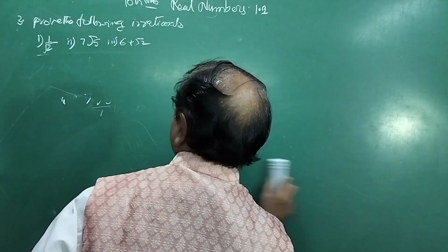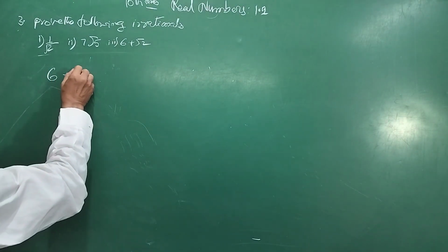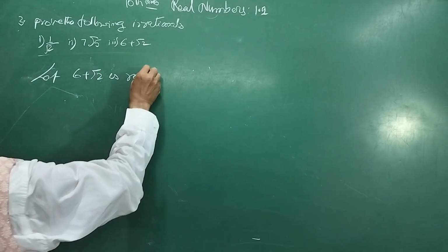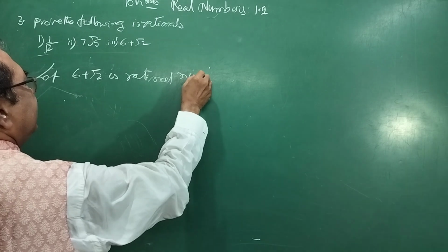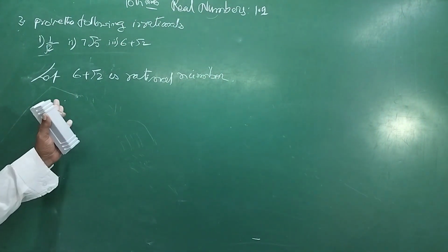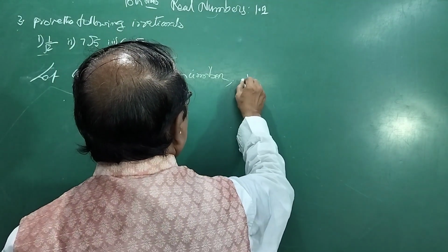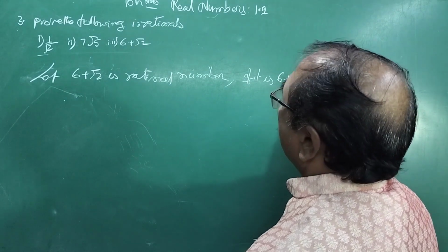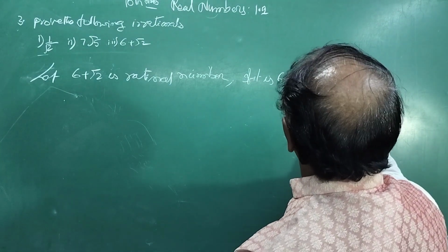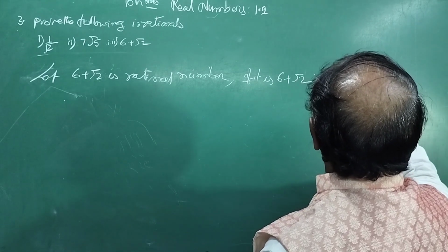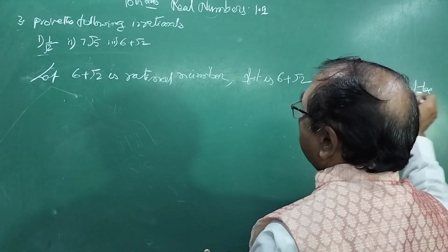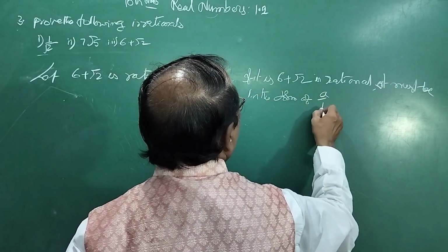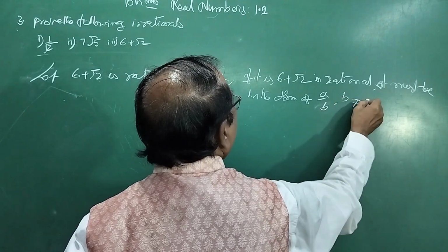What is the next one? Next one is 6 plus root 2. Let 6 plus root 2 is a rational number. Let us think so. Next step you write. If 6 plus root 2 is rational, it must be in the form of A by B, where B does not equal to 0.